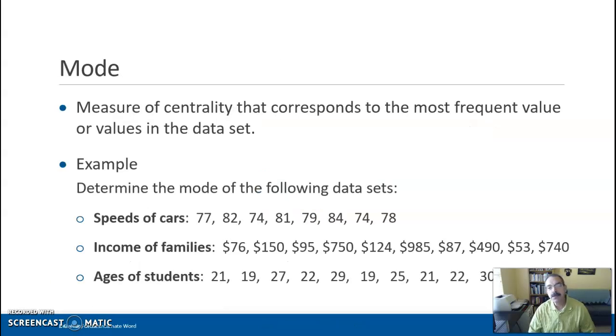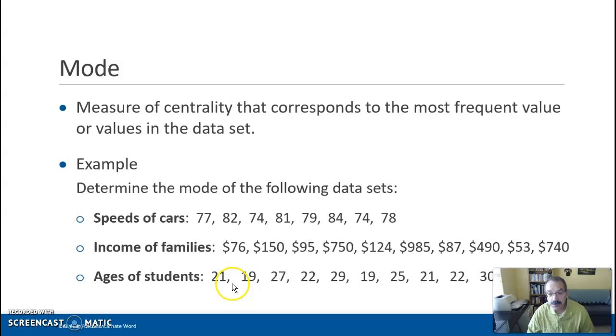All right, the last measure of location is the mode, and that corresponds to the most frequent value or values in the data set. Now here are 3 examples. If you look at this data and scan it for which values appear more frequently, you see that 74 appears twice. So the mode of this data set will be 74. If you scan this data, you're going to find that none of the values repeat. That means that this data set does not have a mode.